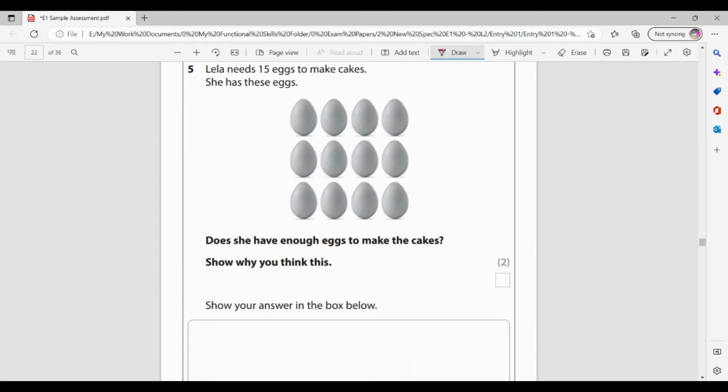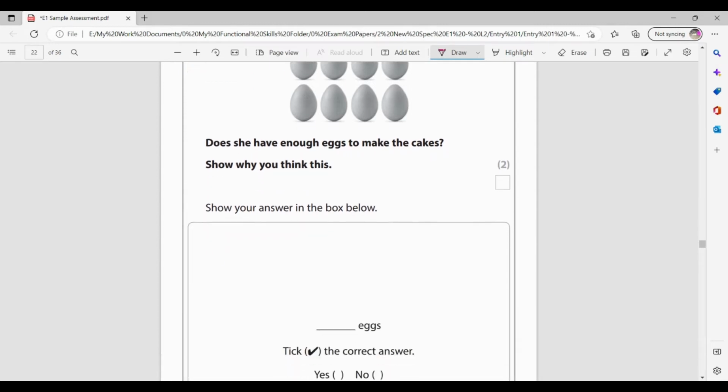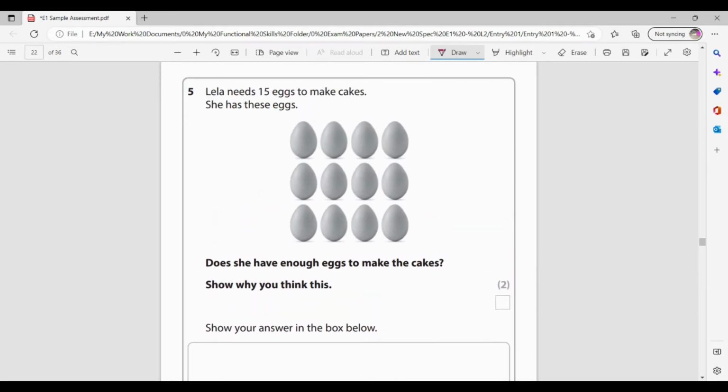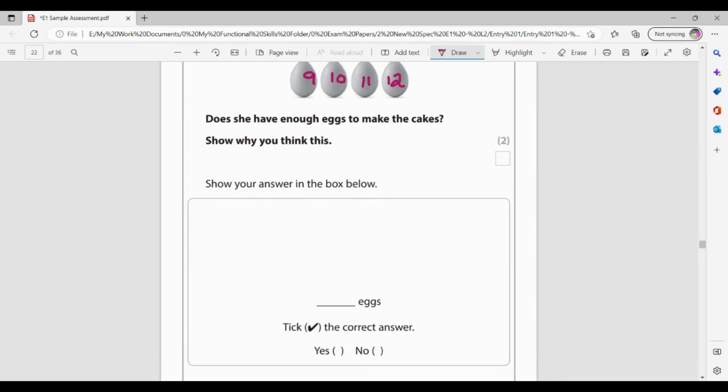Let's look at question 5. Leela needs 15 eggs to make the cake. She has these eggs. Does she have enough eggs? We've got a yes or no tick option at the bottom, so let's see how many eggs she's got. She's got 1, 2, 3, 4, 5, 6, 7, 8, 9, 10, 11, 12. She needs 15, so no, she doesn't have enough eggs because she's only got 12.